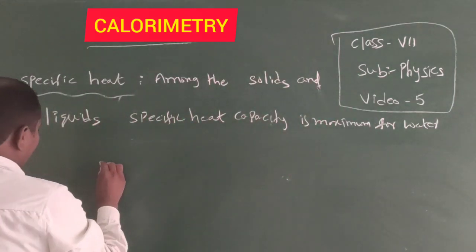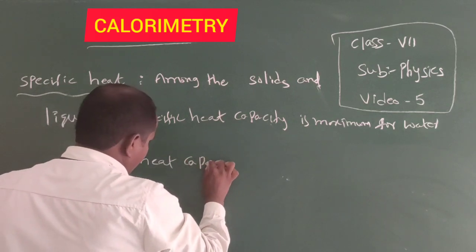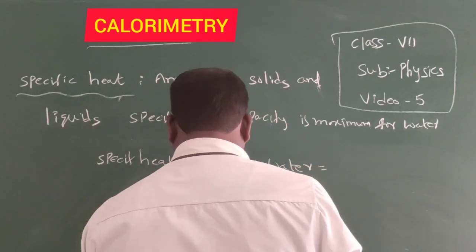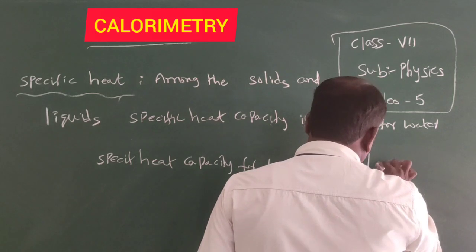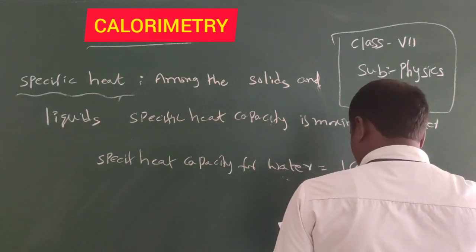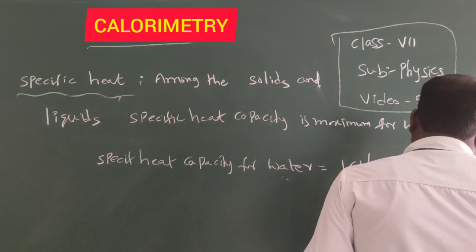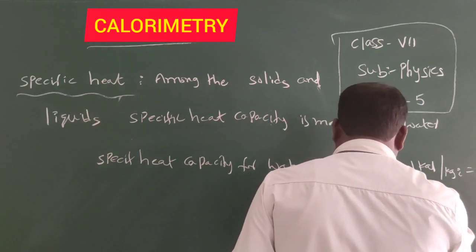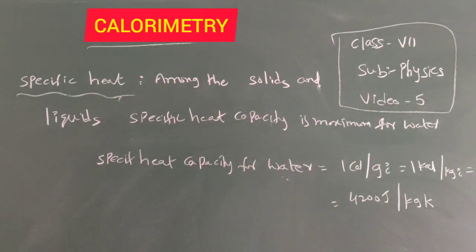Okay, the specific heat capacity for water equals 1 calorie per gram degree Celsius, that equals 1 kilocalorie per kg degree Celsius, equals 4200 joules per kg Kelvin.